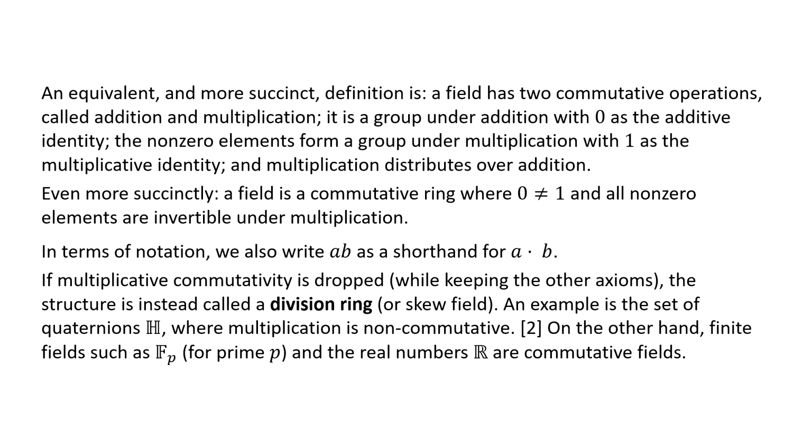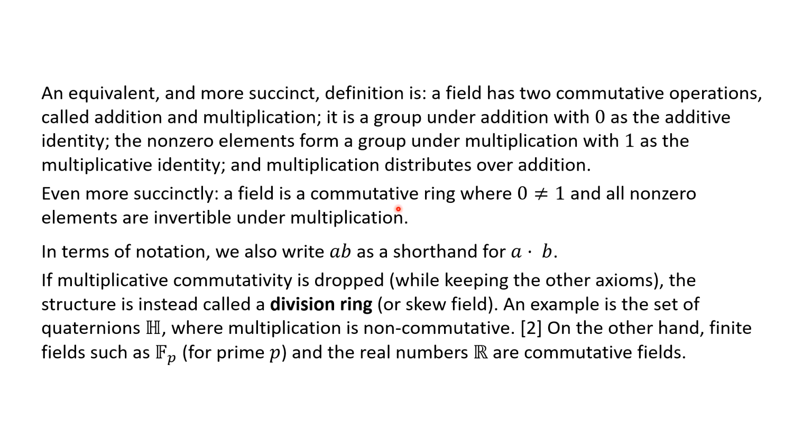We have two shorter definitions of a field. These both come from the Wikipedia article. An equivalent and more succinct definition is a field has two commutative operations called addition and multiplication. It is a group under addition with 0 as the additive identity. The non-zero elements form a group under multiplication with 1 as the multiplicative identity. And multiplication distributes over addition. We notice that saying that the operations are commutative implies the additive group and the multiplicative group are both commutative.